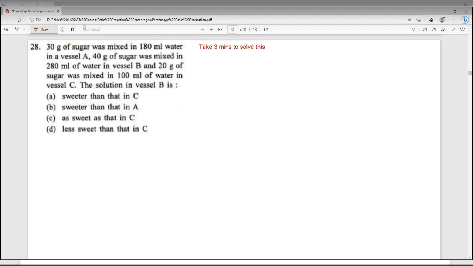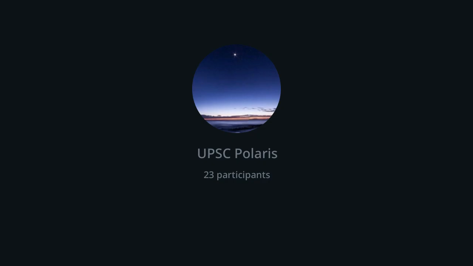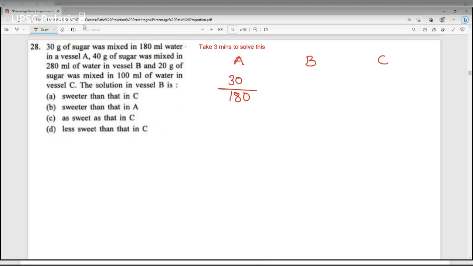You have to calculate the concentration of sugar in those vessels. So let's make this chart here. We have A, B, and C, and in vessel A there is 30 grams of sugar mixed with 180 ml of water. We have 30 grams sugar in 180 ml water, and in B, 40 grams of sugar was mixed in 280 ml of water. And in C, 20 grams of sugar was mixed in 100 ml of water.